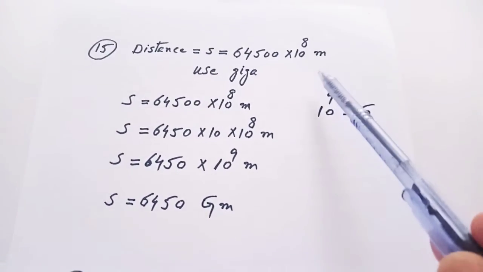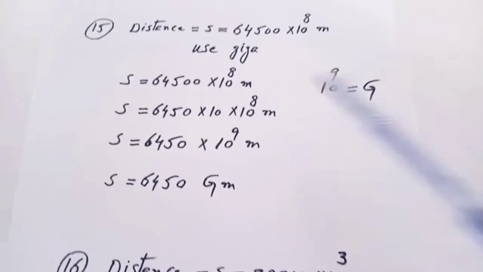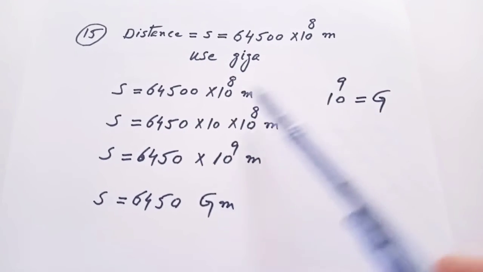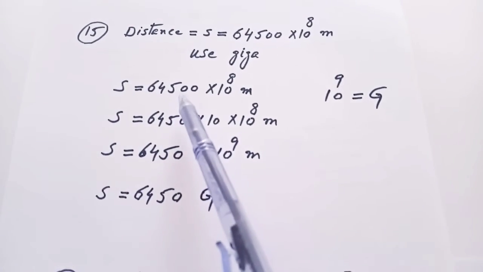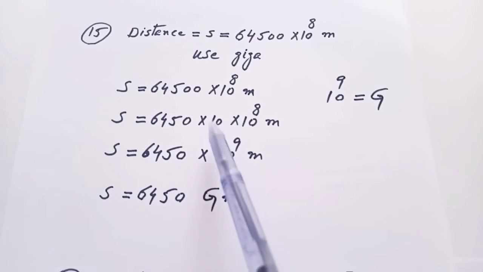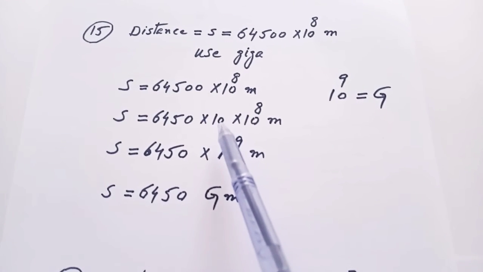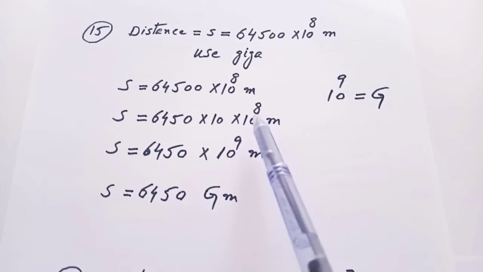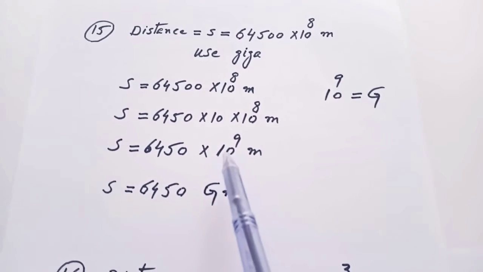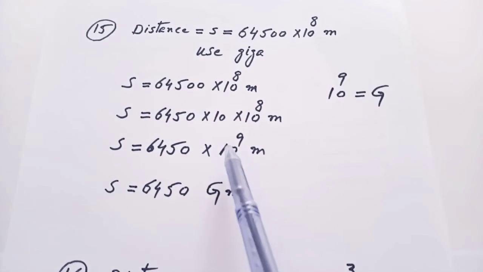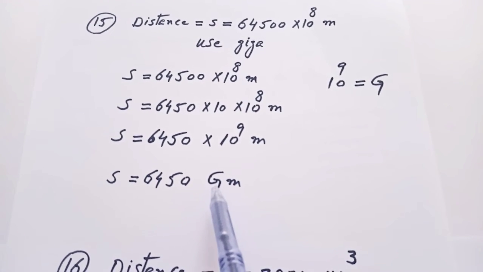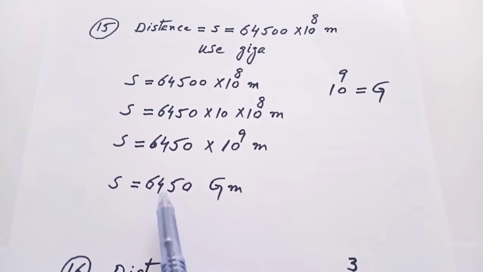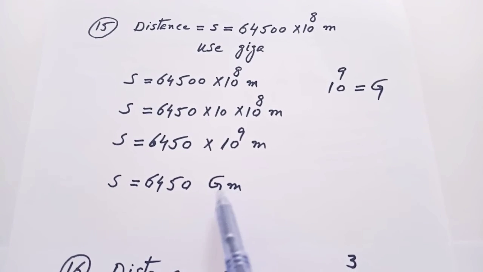Here again the distance is given in meter. Use giga as the prefix. We write this number like this, and we separate 10 here. So 10 power 1 and 10 power 8 is 10 power 9. And 10 power 9 is what? Giga. So 10 power 9 is replaced by giga, G. So giga is the prefix. The distance is 6450 gigameter. Here giga is the prefix used.